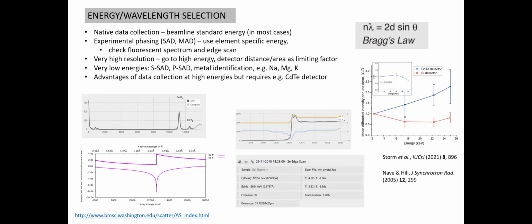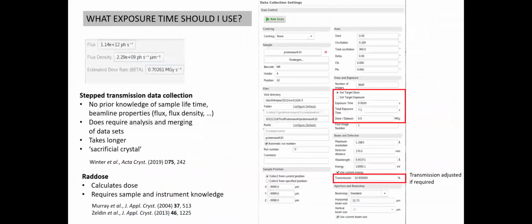And on the other hand, there are now advantages also of doing data collections at very high energies, but these require special detectors. For instance, work on I-24 has shown that if you use a cadmium telluride detector and go to high energies, there's an improvement in the mean diffracted intensity per unit dose, and this has been published here. And if you use high energy and small crystals, then you could potentially benefit from photoelectron escape, as has been suggested in this paper.